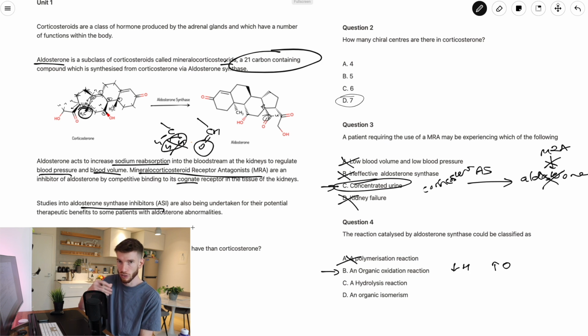That's where you add water to split things apart. It's the opposite of polymerization. That's not happening. We're not splitting anything apart.